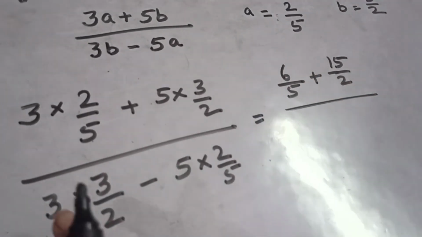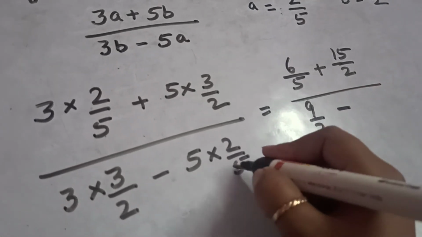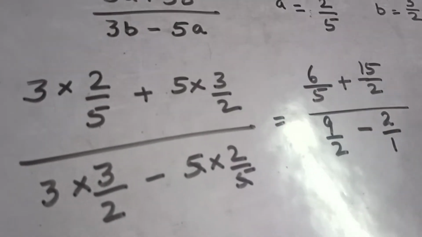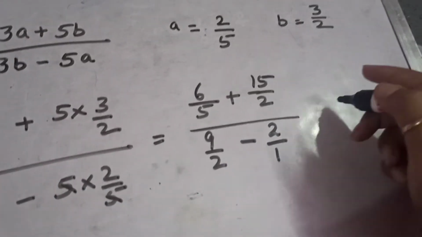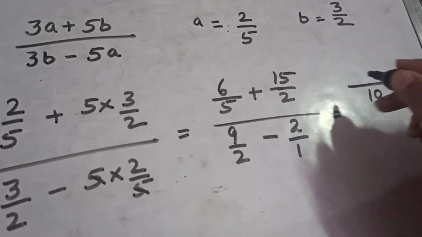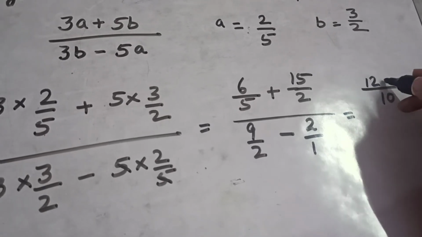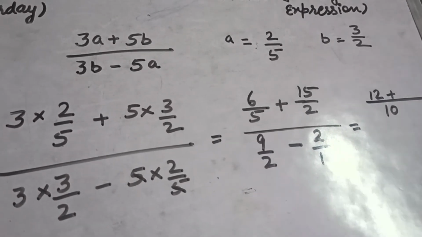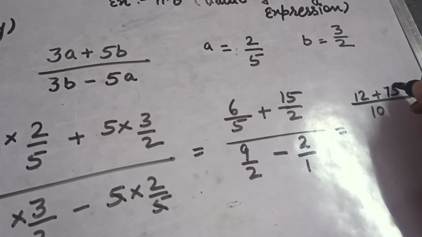Again 3 3s are 9 by 2 minus this 5 cut by 5. So here it becomes 2 by 1. After this you have to solve the two individually. Take the LCM. 10 will come. 10 divided by 5, 2. 6 2s are 12. Plus 10 divided by 2, 5. 15 multiplied with 5. 15 5s are 75.